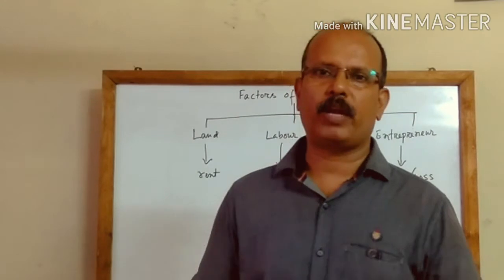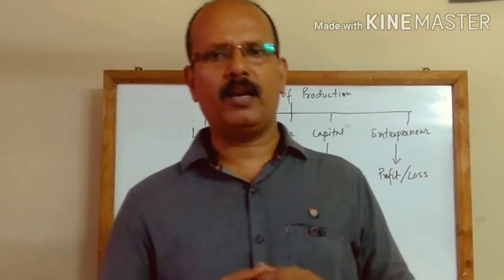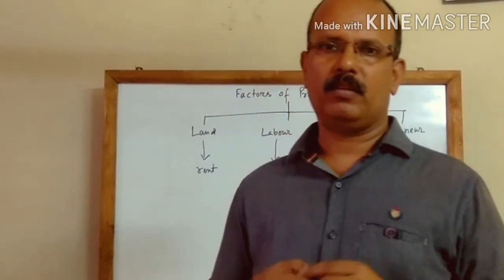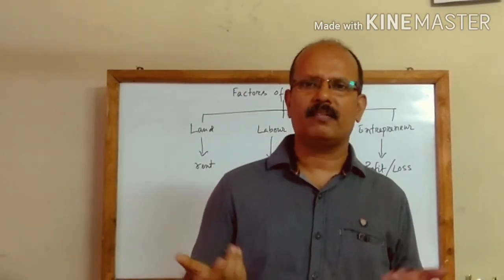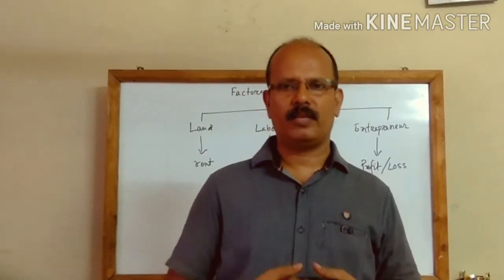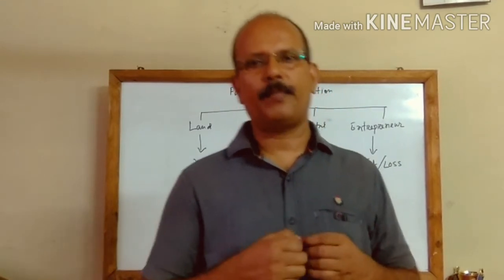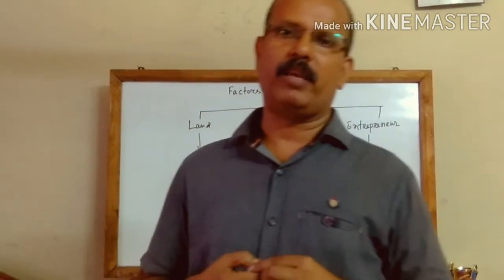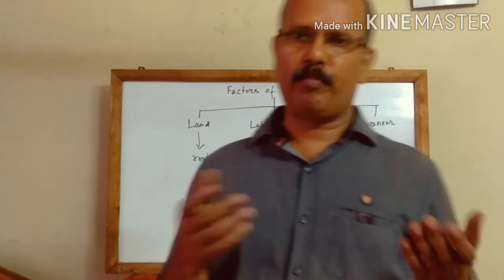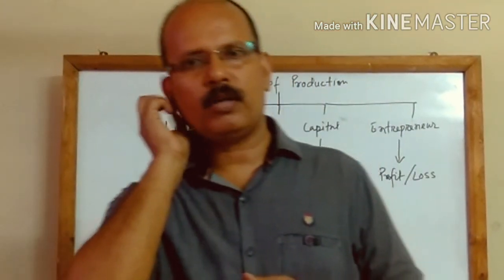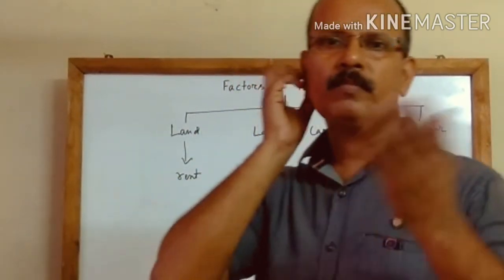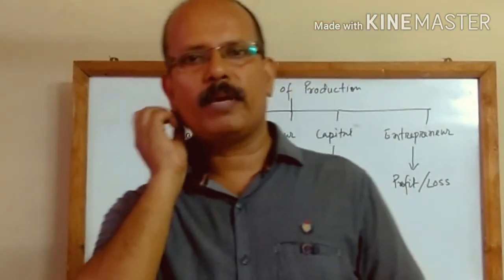The next factor of production is capital. Generally, capital means money. Whenever we talk about capital, people will understand capital means money and money is capital. But in economics, capital is not necessarily money. Money may be capital but may not be capital. If money is used for consumption purpose, money is not capital. But if money is used for production purpose, then money will become capital.